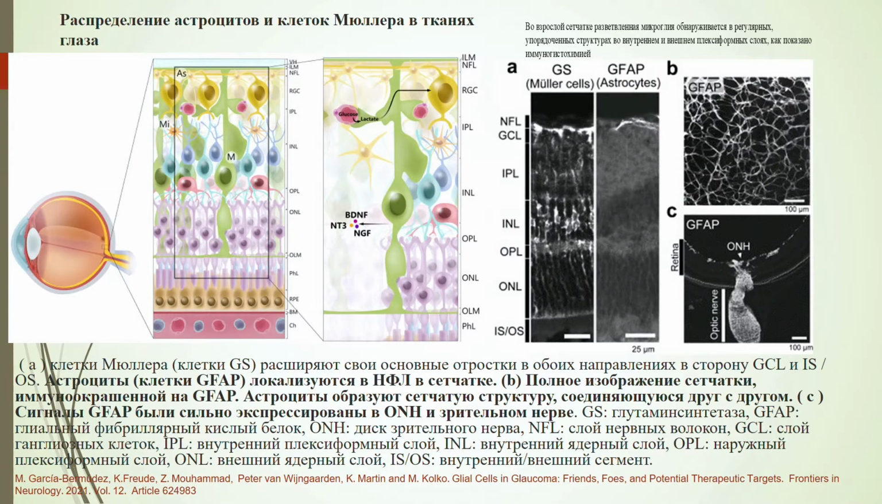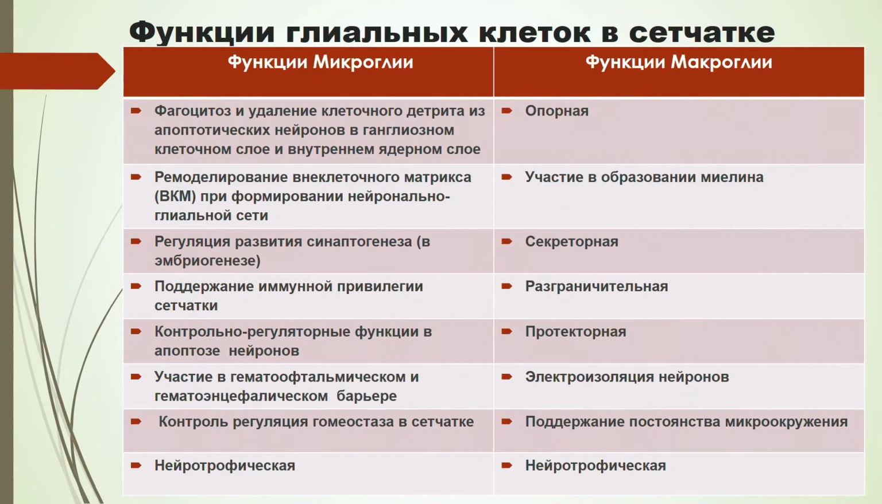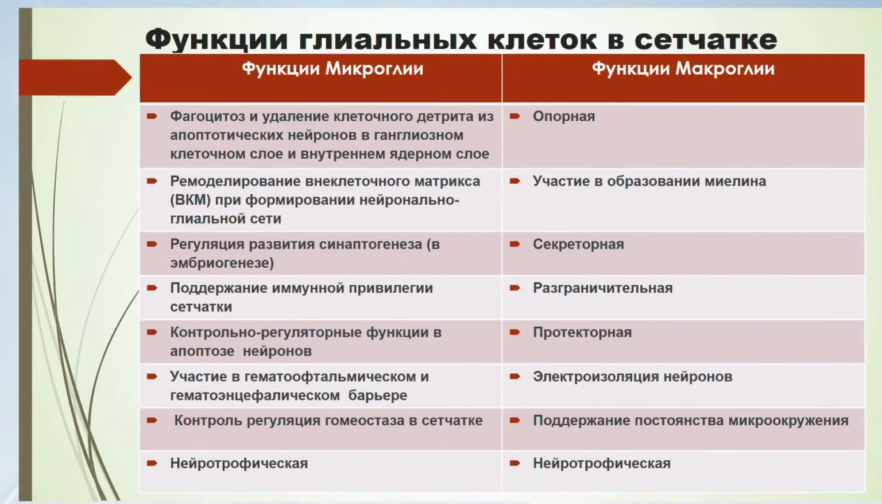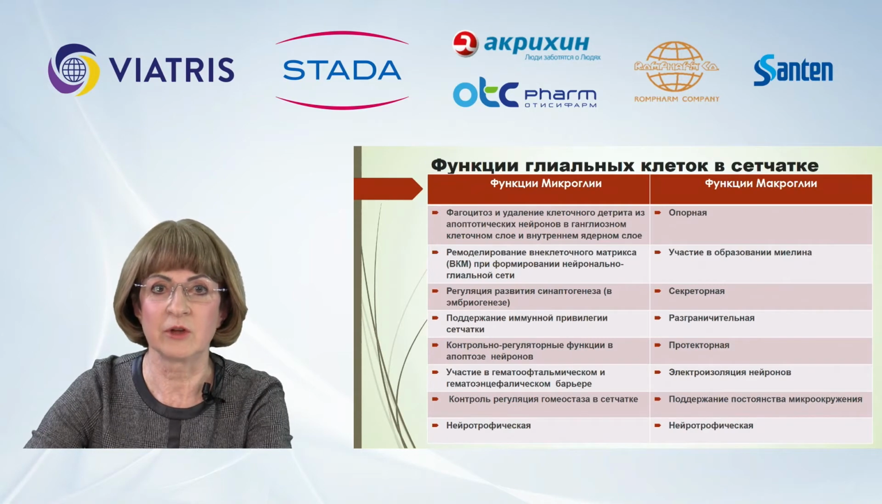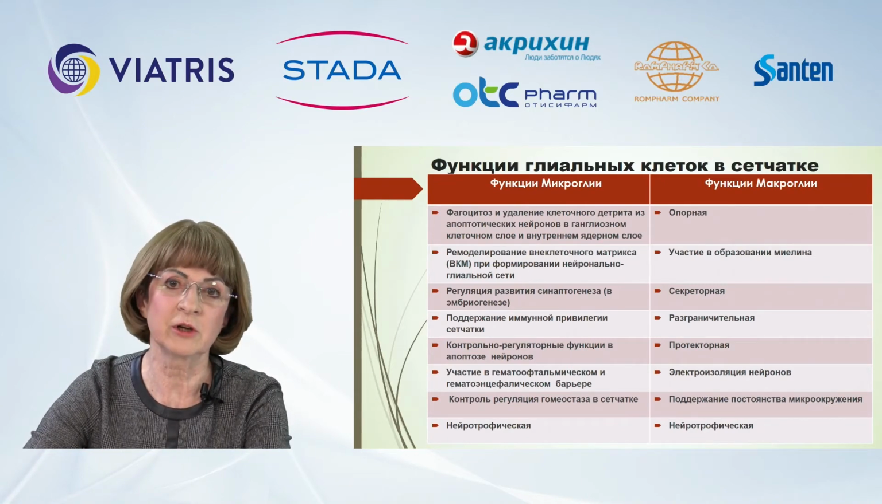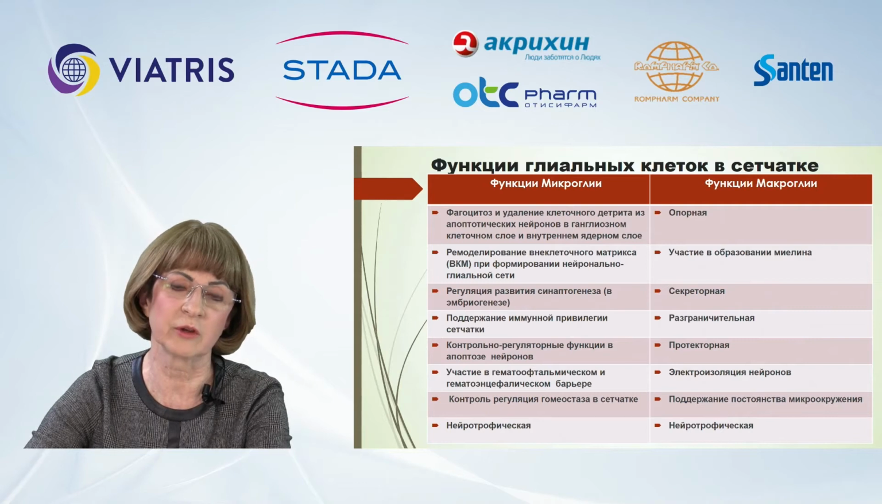Here on the busy slide, you can see the networking of astrocytes and ganglion cells of the retina, and they are providing baseline functions. Microglia functions are multiple: phagocytosis of apoptotic bodies, also remodeling of the extracellular matrix due to the production of matrix metalloproteinases, and regulation of synaptogenesis in the embryonal period.